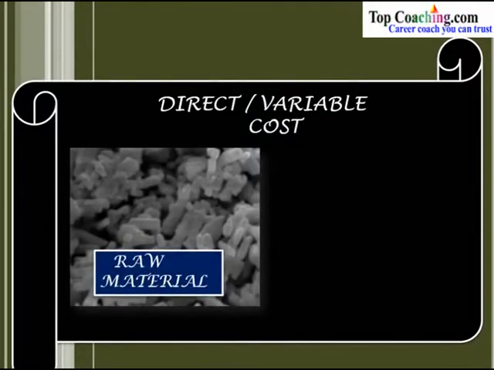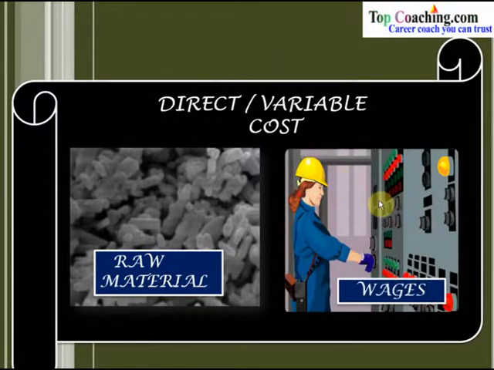We clearly see that if the number of products is more, then the raw material required to manufacture them would also be more, and so the cost of raw material would also be more. So a component of direct or variable cost is the raw material. The other is the wages. If wages are provided in such a way that they are measured with respect to the number of units produced, then again this would come under direct or variable cost. So if the workers are paid according to the number of units produced, then again it would be a case of direct or variable cost.